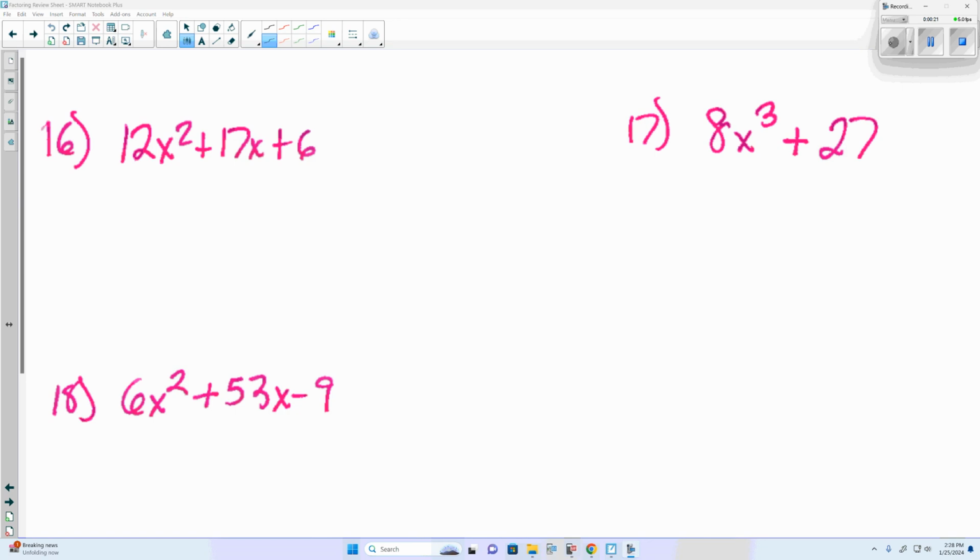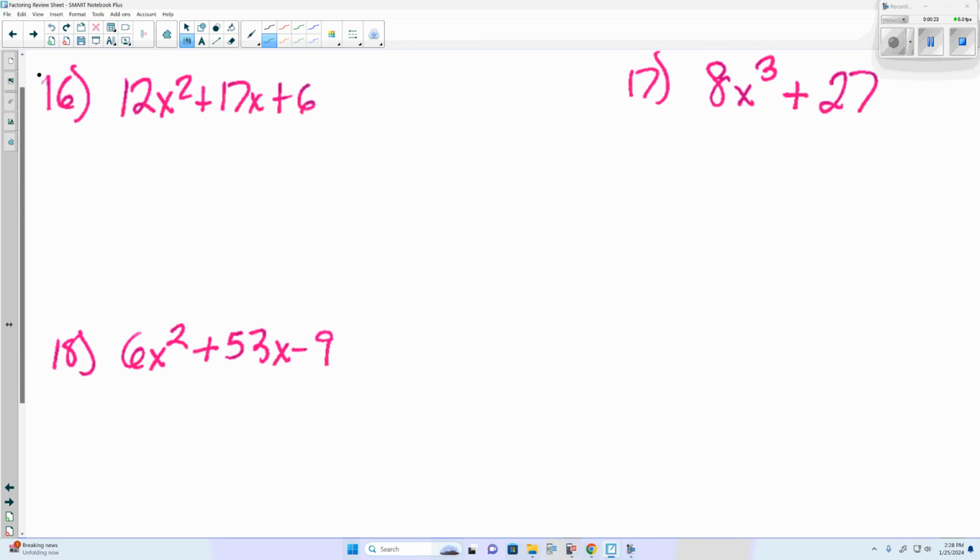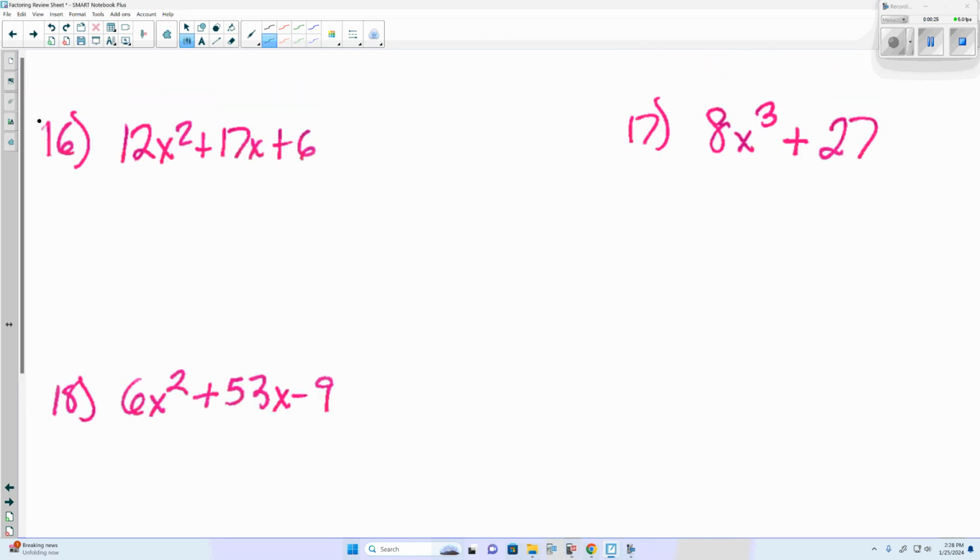And the first thing we're going to look for is a greatest common factor between these three terms. And there is not one. 6 and 12, yes. But 17 kind of throws everything off.